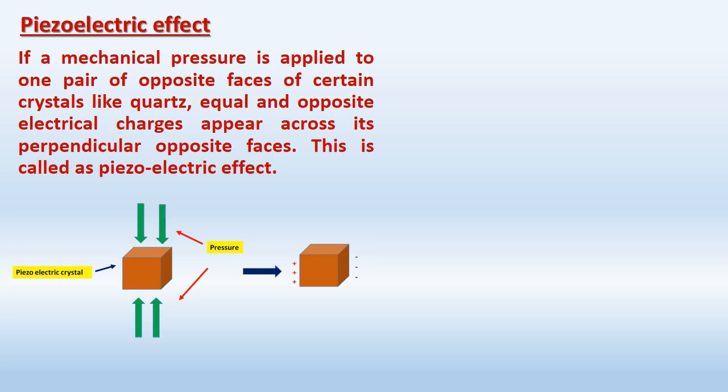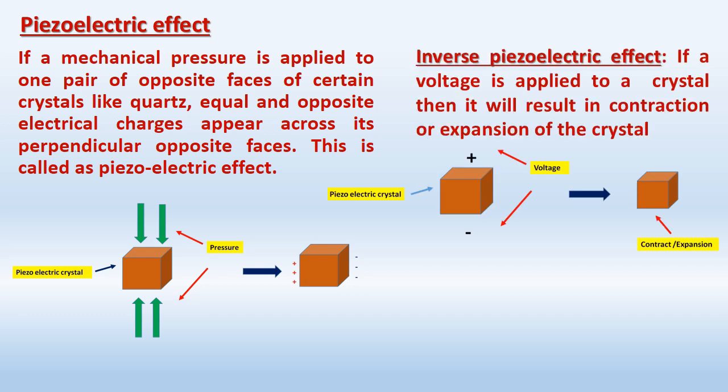Ultrasonic wave can also be generated by piezoelectric effect. If a mechanical pressure is applied to one pair of opposite faces of certain crystals like quartz, equal and opposite electric charges appear across its perpendicular opposite faces. This is called the piezoelectric effect. But if we apply voltage to a crystal, then it will result in contraction or expansion of the crystal, which is termed as inverse piezoelectric effect.